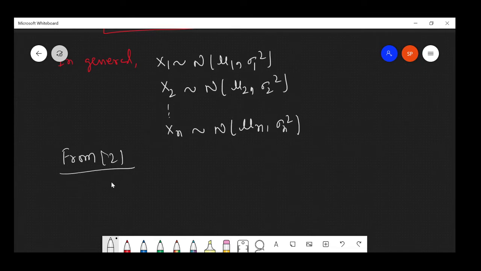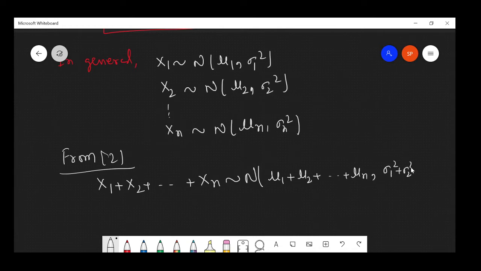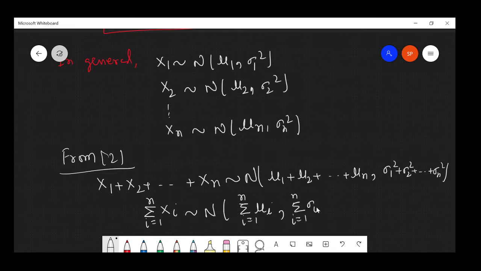From equation 2 we can write X1 plus X2 plus dot dot dot Xn follows the normal distribution with mu 1 plus mu 2 plus dot dot dot mu n comma sigma 1 square plus sigma 2 square plus dot dot dot sigma n square. That is, summation of Xi, i equal to 1 to n, follows the normal distribution with parameters summation of mu i, i equal to 1 to n, comma summation of sigma i square, i equal to 1 to n.